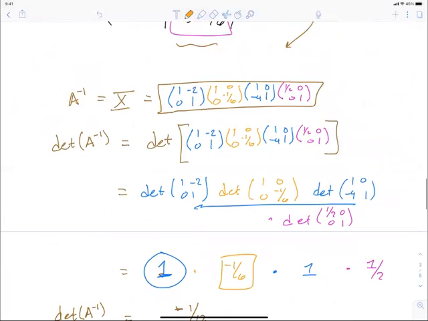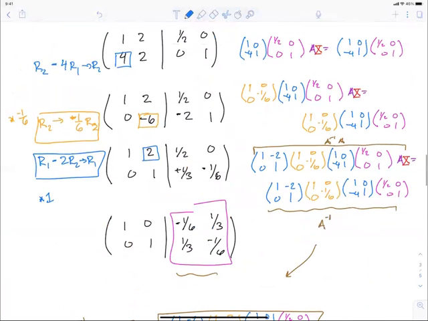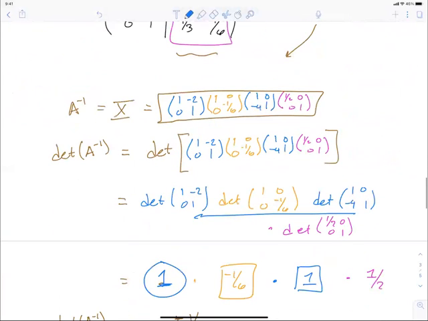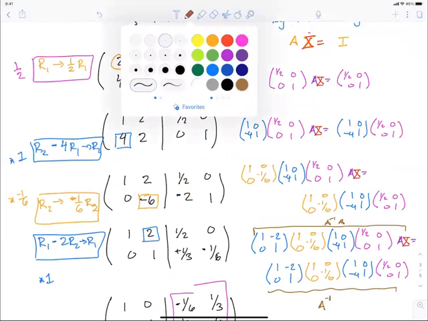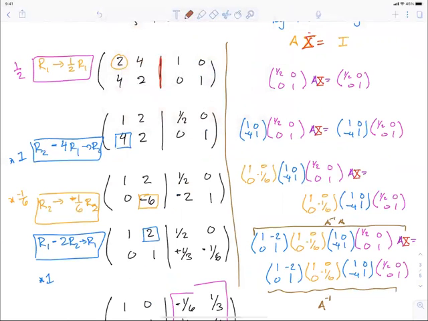This -1 came from the fact that we did another add a row to another row. And then finally, where did this 1/2 come from? This 1/2 came from the fact that in our very first step, we multiplied the first row by 1/2. So we don't actually have to do everything here on the right. This is just kind of what's going on behind the scenes. Behind the little curtain, you're multiplying everything by an elementary matrix.